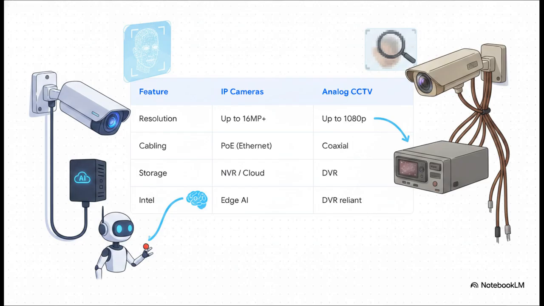We're talking resolutions up to 4K, 12 megapixel, or even 16 megapixel streams. Plus, these modern networks allow for what we call edge AI analytics. That basically means the brainpower, things like facial recognition or motion tracking, happens right there on the camera itself, instead of relying entirely on some central processing box in a back room.